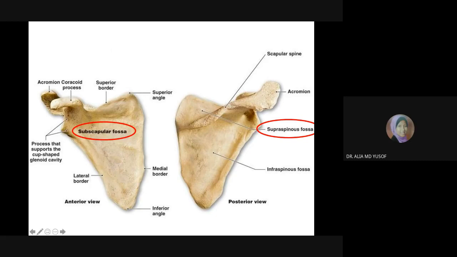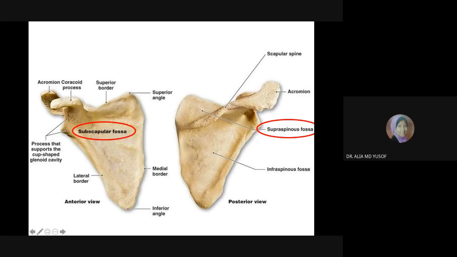Understand this? Right. If you want to differentiate the medial border from the lateral border, how? 2 ways. One, the medial border is straight, the lateral border is oblique. Number 2, the lateral border is continuous with the glenoid cavity. Or you can also say the lateral border is inferior to the glenoid cavity. The medial border, you look above, there is no glenoid cavity. So the medial border is straight, the lateral border is oblique, and the lateral border is continuous with the glenoid cavity. Right. Okay, now look at the posterior view of the scapula.